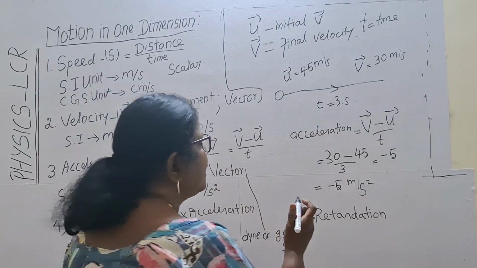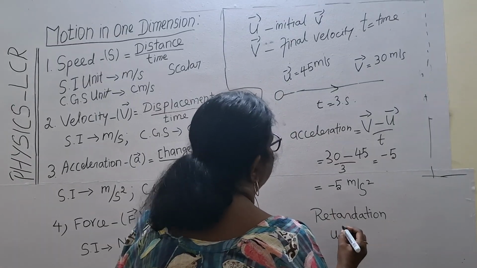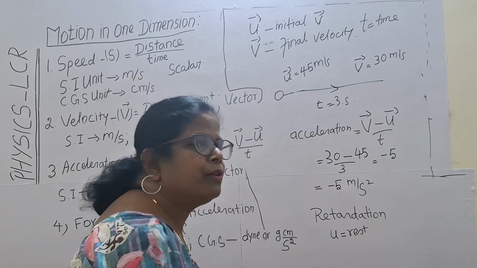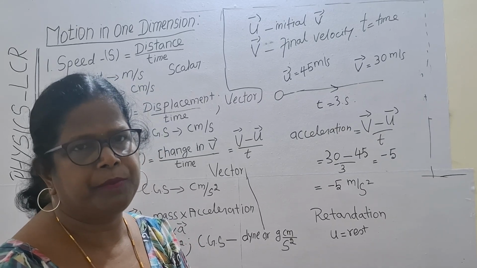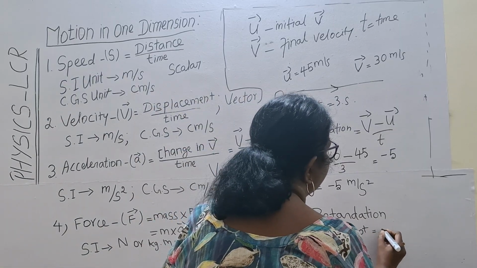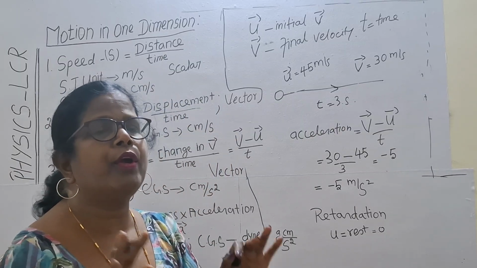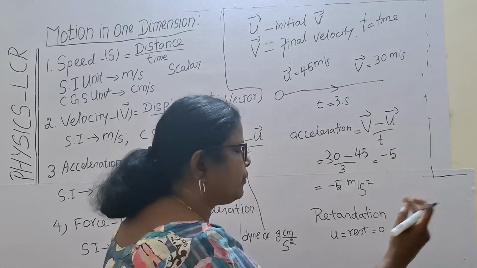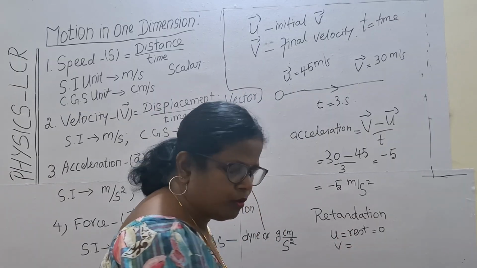Sometimes U is at rest. Sometimes we mention that the initial velocity, the body starts from rest, and then the speed or velocity increases. At that time we say initial velocity will become 0. Sometimes you are at speed and you are going to stop the vehicle, the body comes to rest. At that time we say V equal to 0.